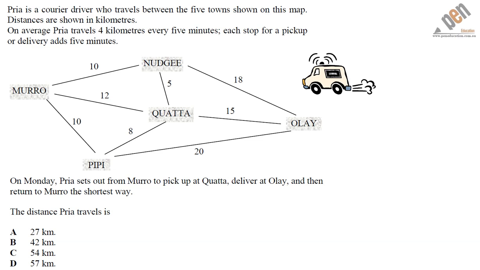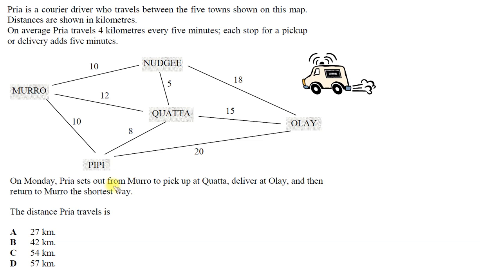On Monday, Priya sets out from Muro to pick up at Quetta, deliver at Ole, and then return to Muro, the shortest way. The distance Priya travels is 27, 42, 54 or 57 kilometres. So what we're looking for is the distance that Priya travels on this trip.